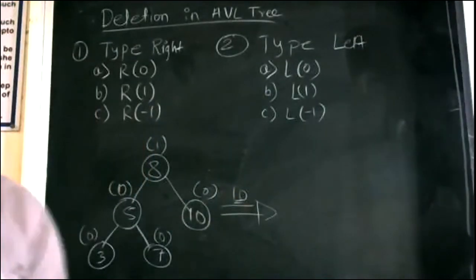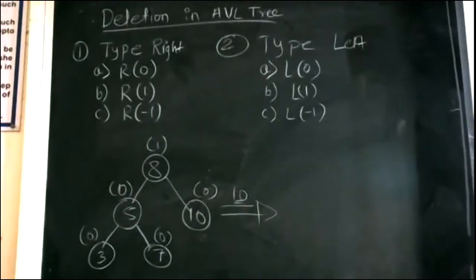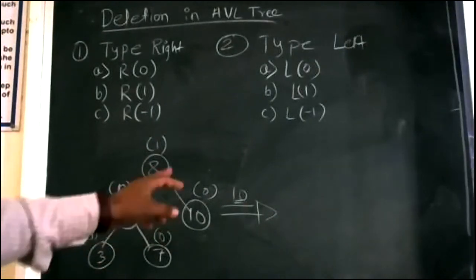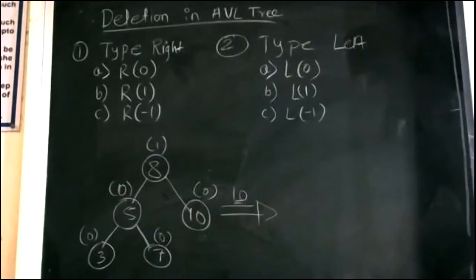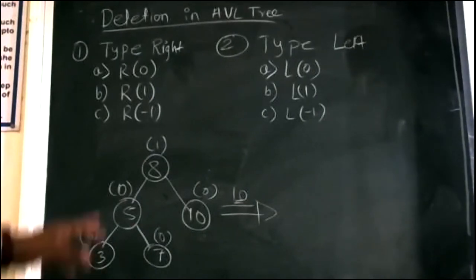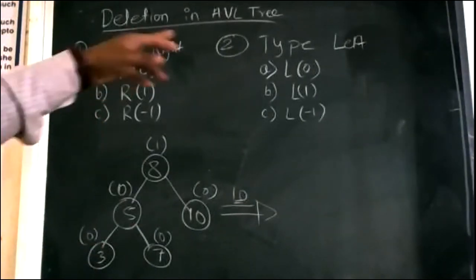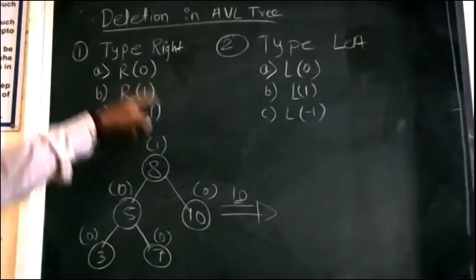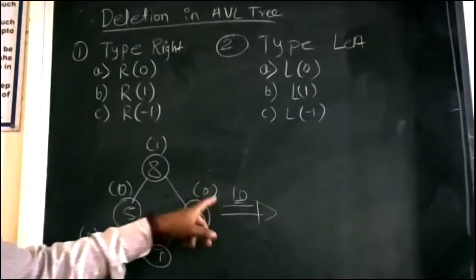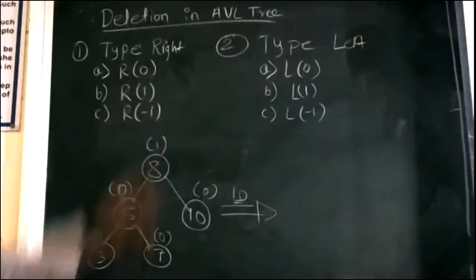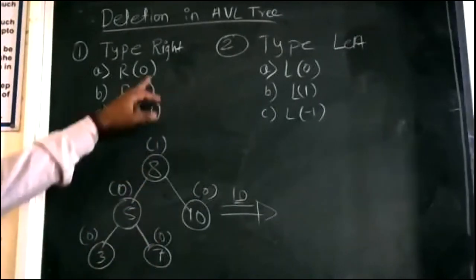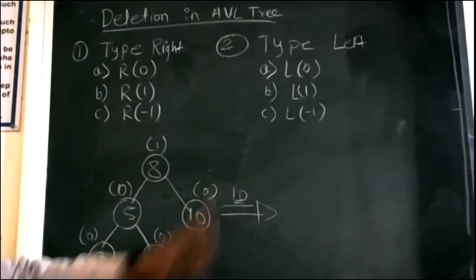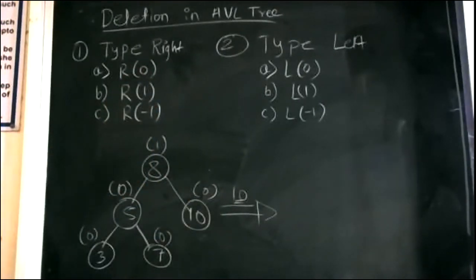Now, is it possible to delete? This is at which side, right side or left side? Right. So it is becoming which type? Type right or type left? Type right. Right. Now here, right at 0 level, right? So here the balance factor R0 we will say, right? So what is the balance factor? 0. Now I want to delete this 10. So how to delete?